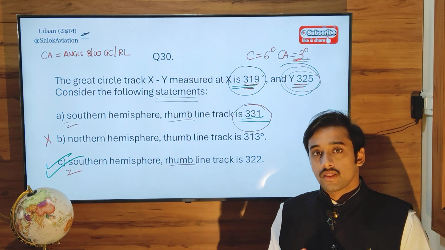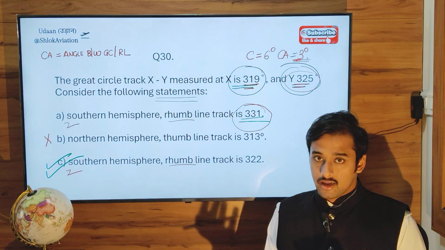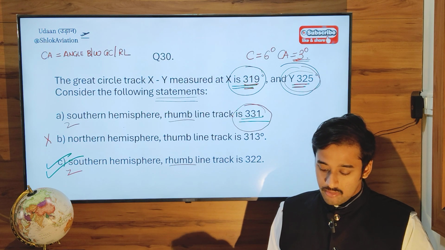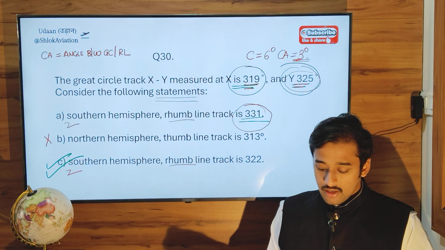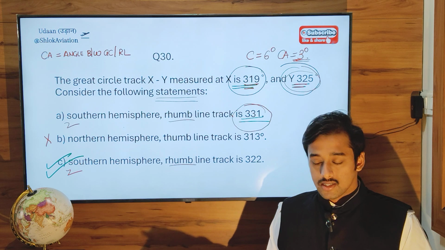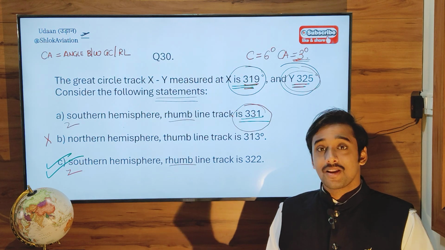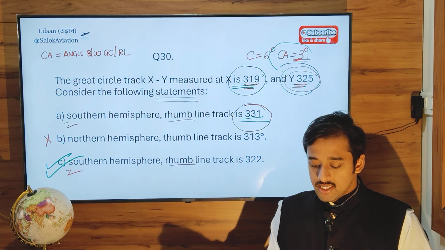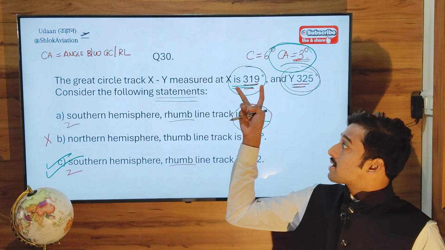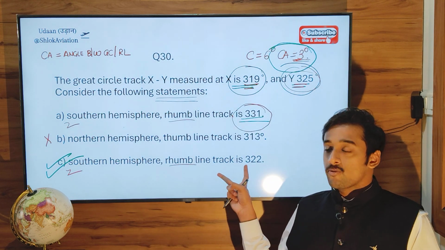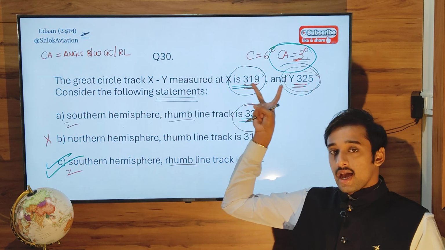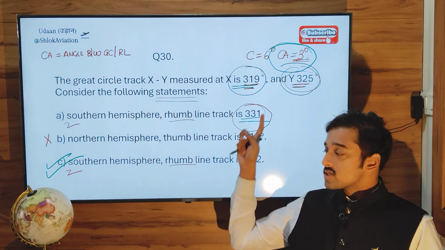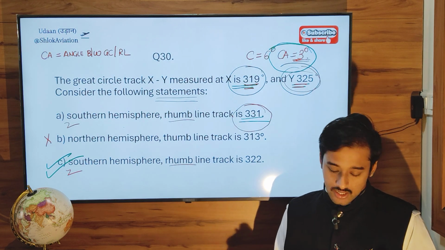331 is a very big Rhumb line track. To get 331, the convergency angle would have to be 325 plus something, or 319 plus something. So that is not possible. With a convergency angle of 3 degrees, we can calculate 322 from both 319 as well as 325. So it satisfies both conditions. So option Charlie is the correct answer.